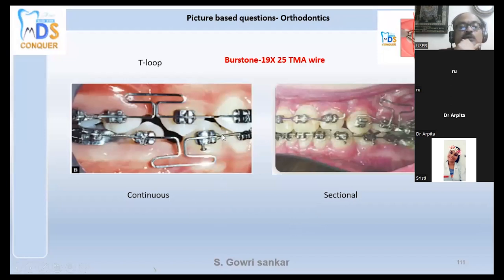Now, when I give a loop, it is loop mechanics or non-sliding mechanics. This also is given once. What is this loop they have given? It is very easy to identify. Now we can clearly see what I am talking about as sectional. Here I have made a sectional wire, from canine to canine, one wire. If I move canine to canine and retract, it is called en masse retraction of anterior teeth. If I retract only canines, it is canine retraction followed by retraction of the incisors. Anyhow, if I use a loop, simply remember, it is frictionless mechanics or non-sliding mechanics.